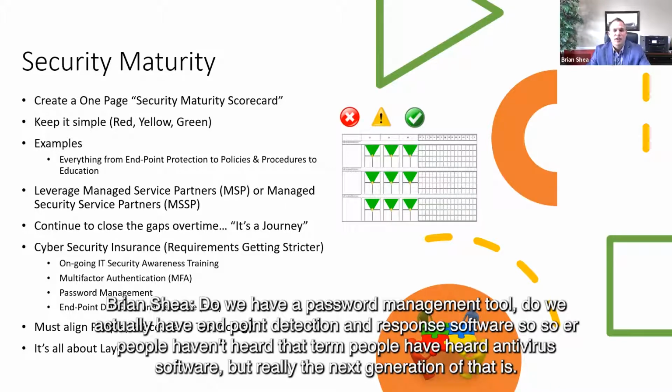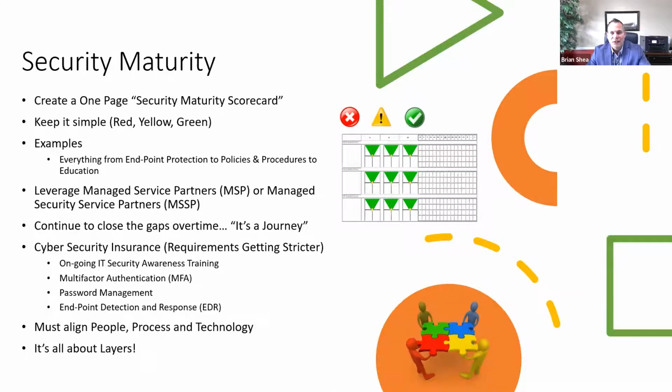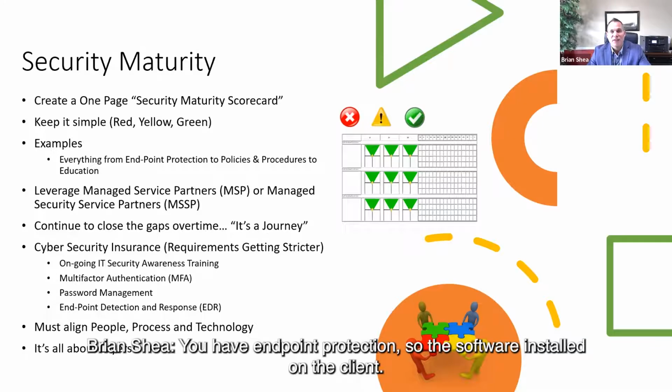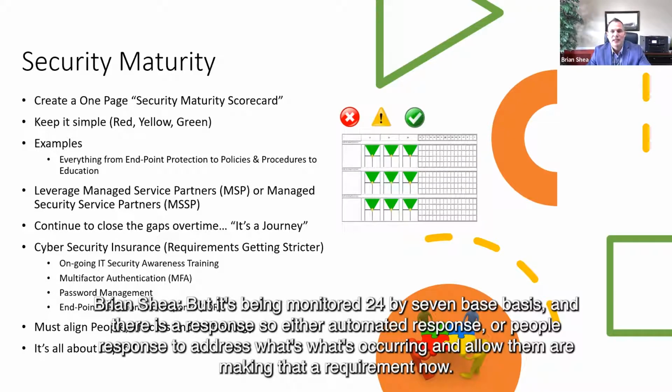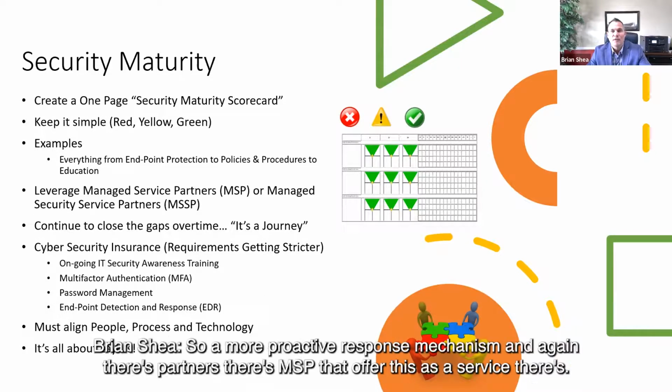So EDR, if people haven't heard that term. People have heard of antivirus software, but really the next generation of that is endpoint protection. The software is installed on the client, but it's being monitored on a 24/7 basis, and there is a response, either automated or people responding to address what's occurring. And a lot of them are making that a requirement now. So a more proactive response mechanism.